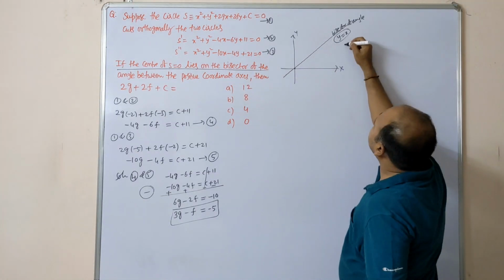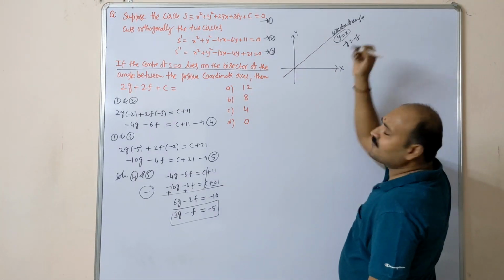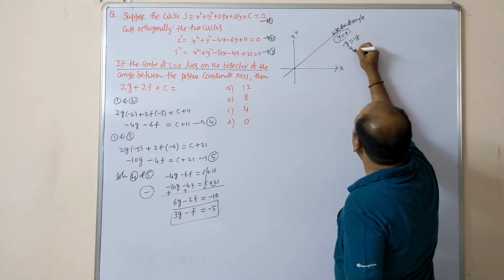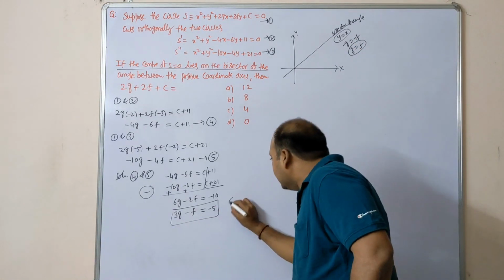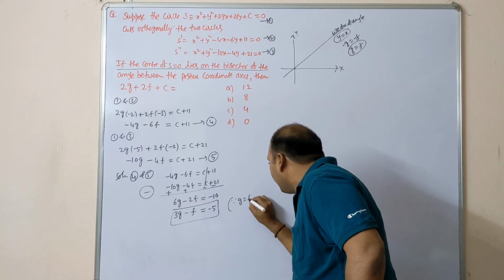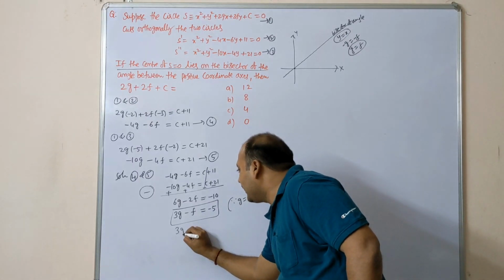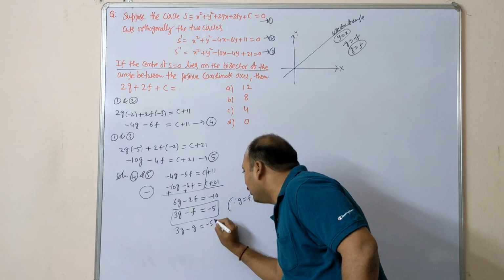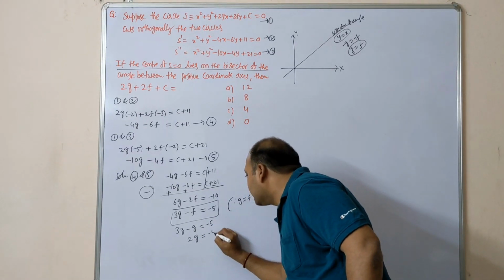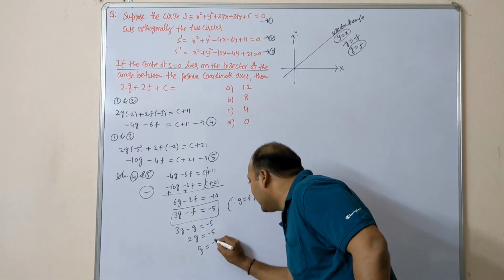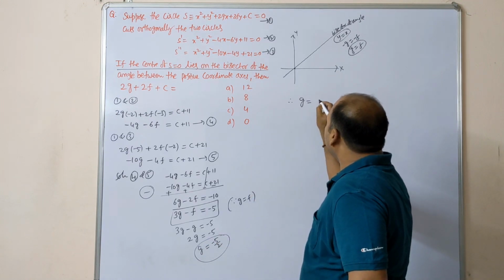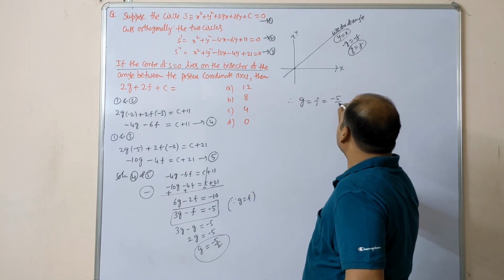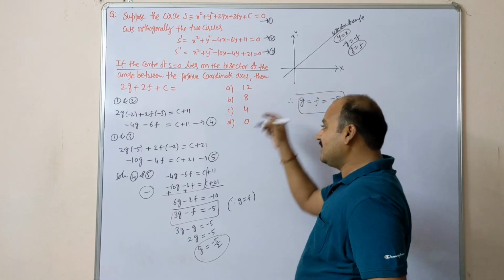minus g equals minus f only, no? So that means g is equal to f. So g is equal to f, substitute in this. Since g is equal to f, 3g minus g equals minus 5. So 2g equals minus 5, g is equal to minus 5 by 2. So therefore the g value and f value are minus 5 by 2. We got it. The c value is required now.